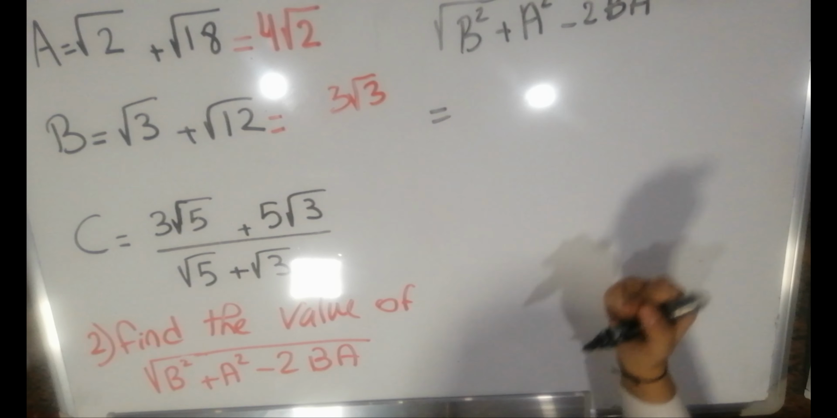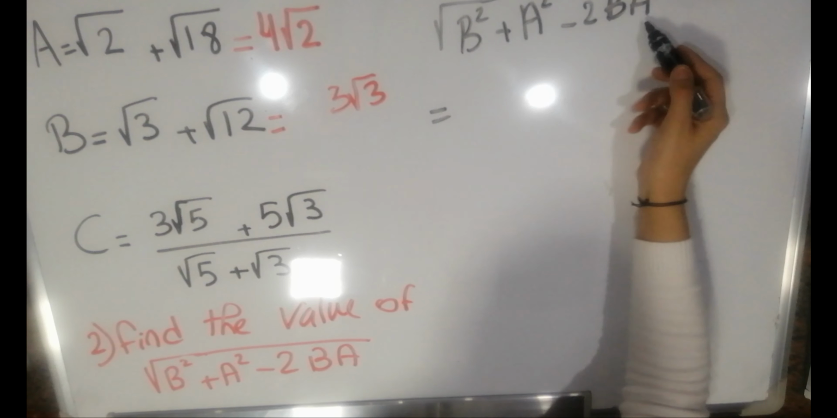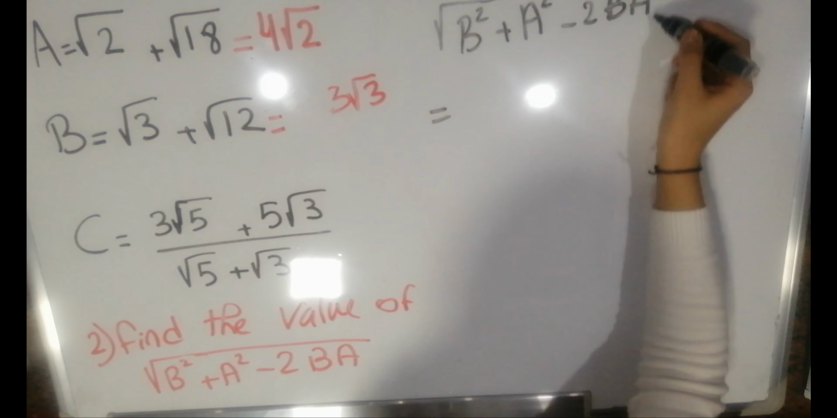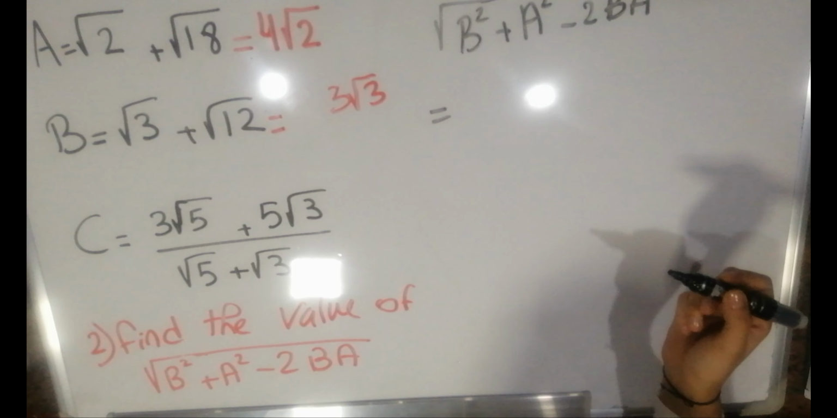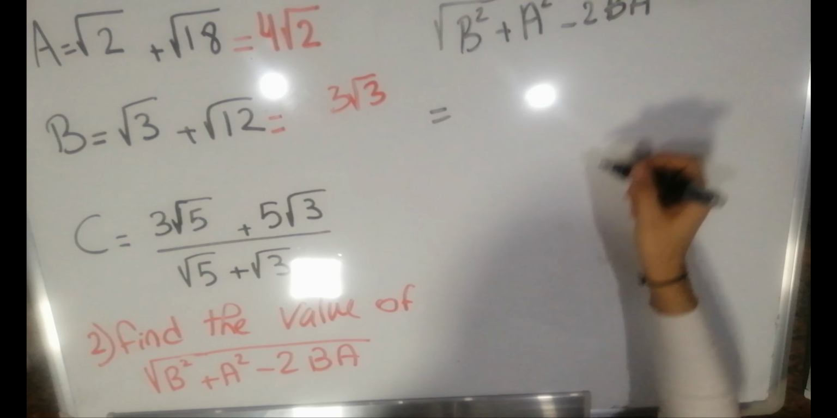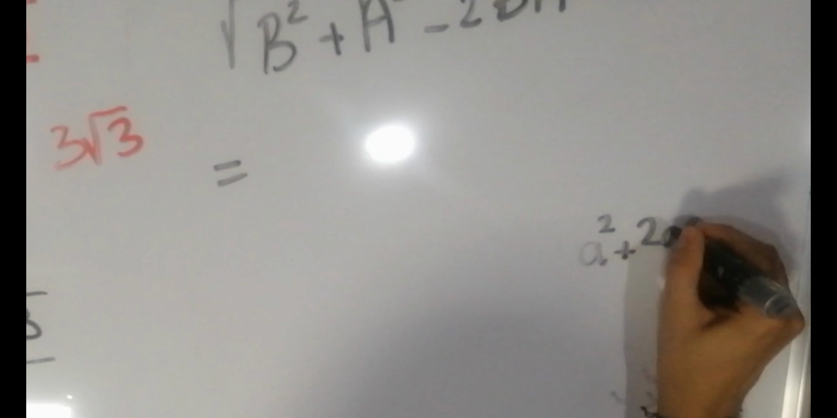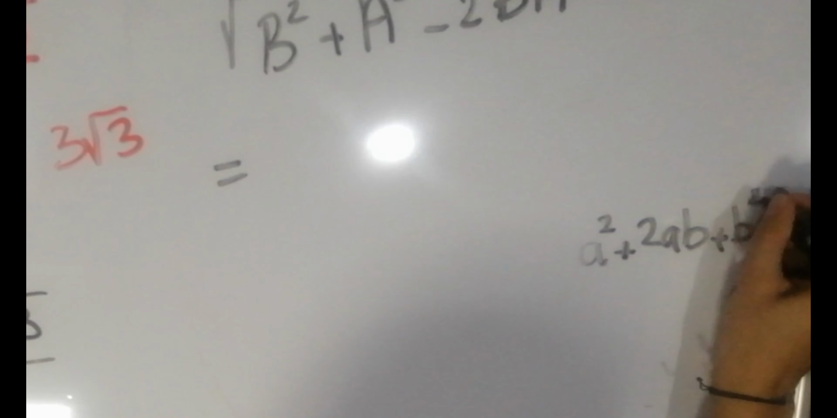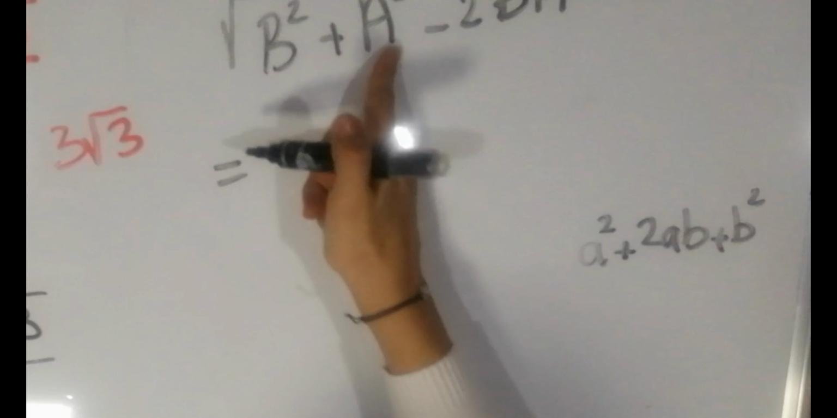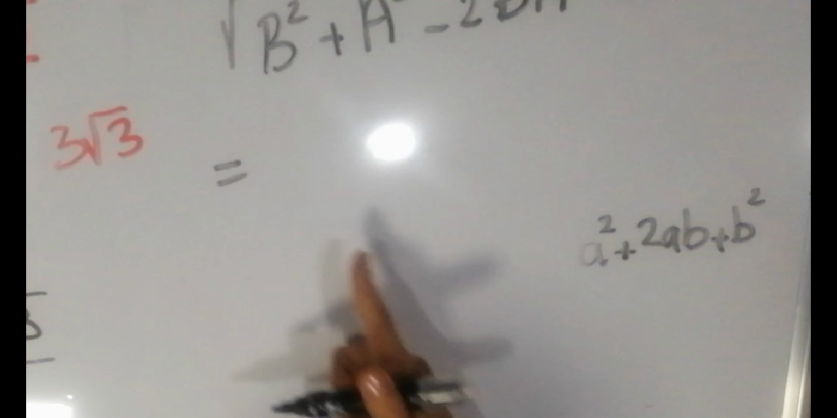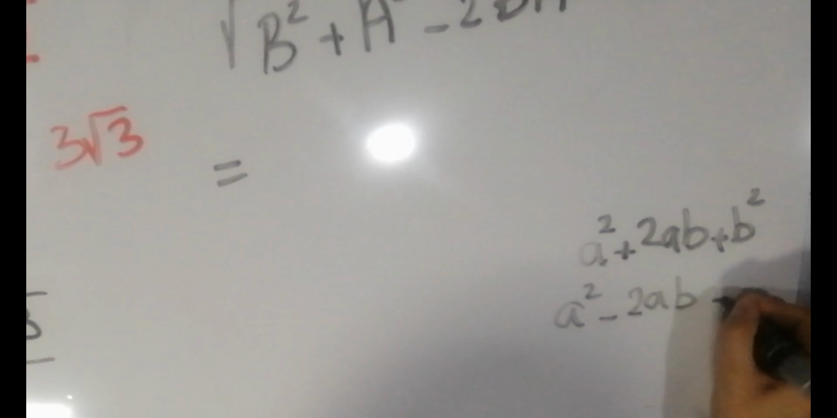Instead, I have another idea. So look carefully: B squared plus A squared minus 2BA. This expression is similar to something that we know, which is A squared plus 2AB plus B squared, right? It's in a different order, but it is the same. So A squared, 2AB, plus or minus, both work.